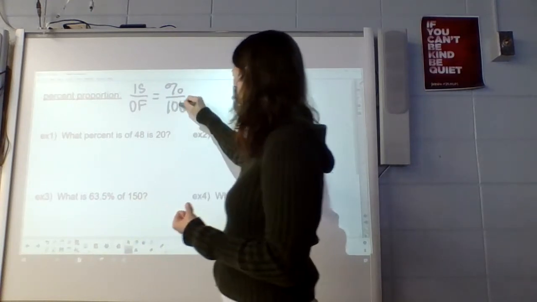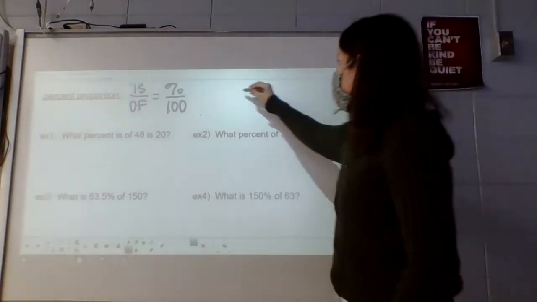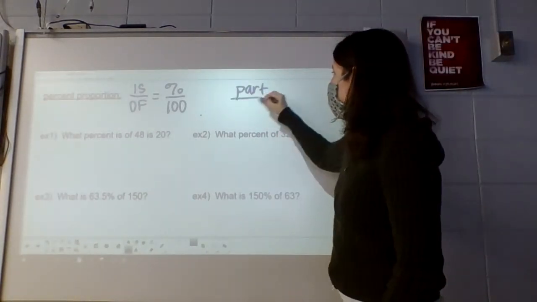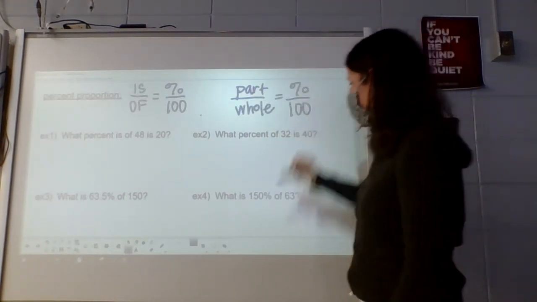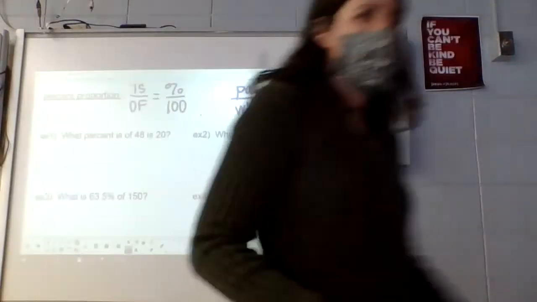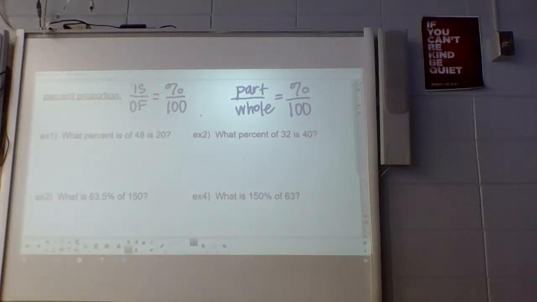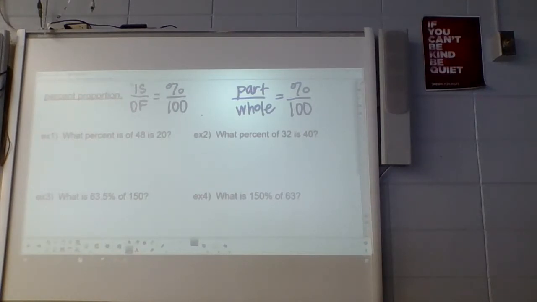So this is the one I typically use. I always say is over of equals a percent over 100. Or you can also look at this one. I once had a student tell me this is the one they knew, and so I'm okay with either one. So these 2 proportions will help us to set up our percents.